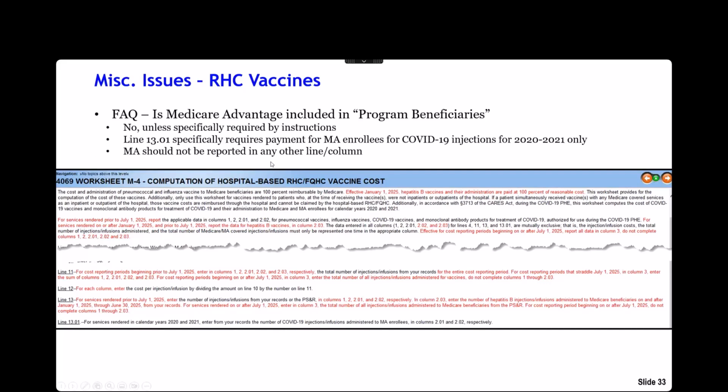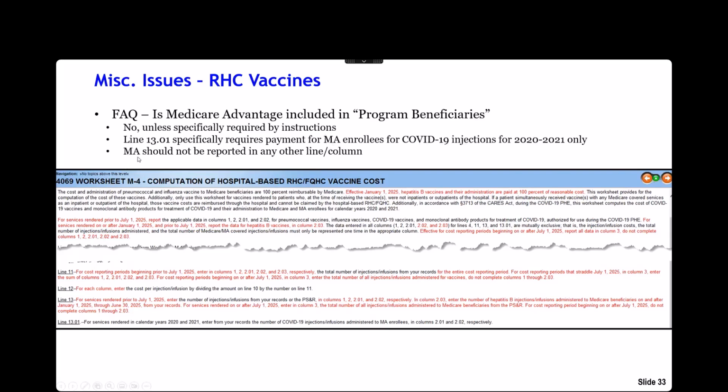So that's what we have here. Unless the instructions explicitly require Medicare Advantage to be included in program beneficiaries, they are not. By default, they are not. Let's put it that way. Now, line 13.01 specifically says for COVID-19 injections between 20 and 21, we will bring in the MA enrollees under this definition, but it's a very limited definition.